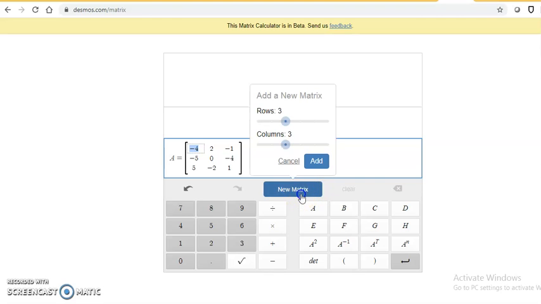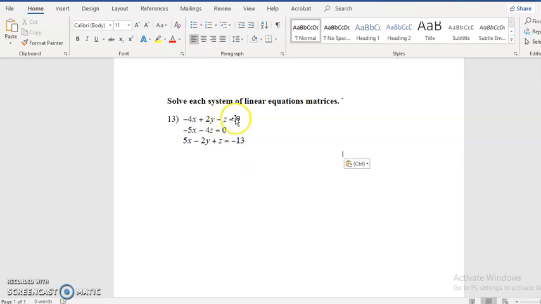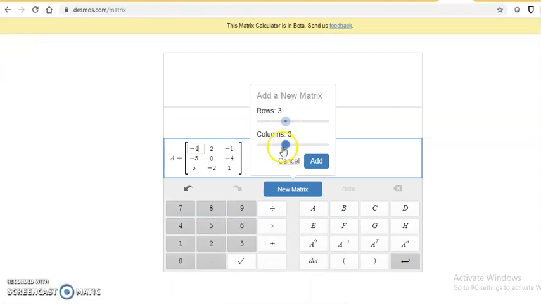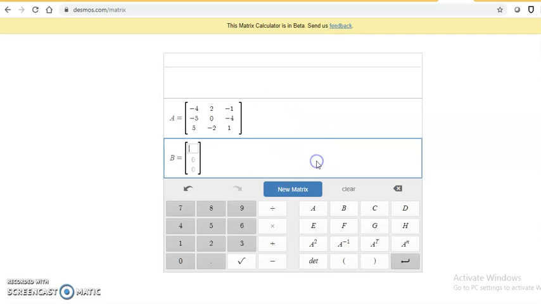I'm going to now put in a new matrix, and this time it's going to be for my solution. So my solution is going to be 9, 0, negative 13. So we have 3 rows, this time 1 column, and that's 9, 0, negative 13. All right, so I have my 2 matrices.